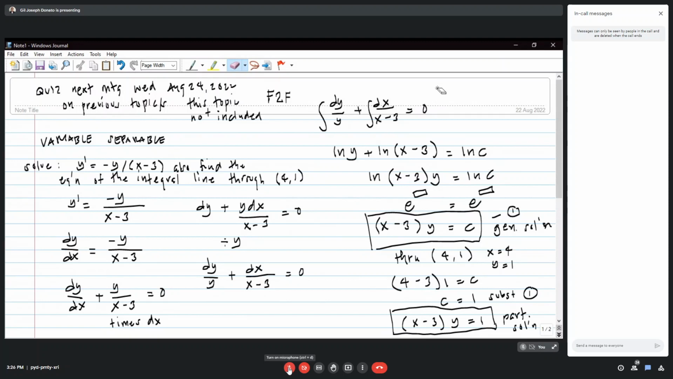You will not be allowed to write at the back page. Bawal magsulat sa back page, but you can write sa left and right. Kailangan ng instruction. Bakit magdala na kayo ng papel? Kasi wala kayong susulatan kung wala kayong dalang papel.